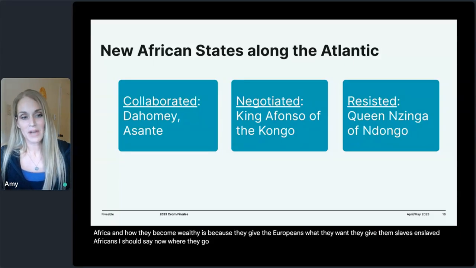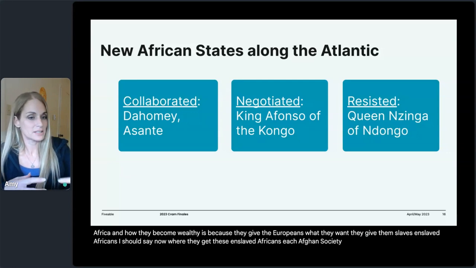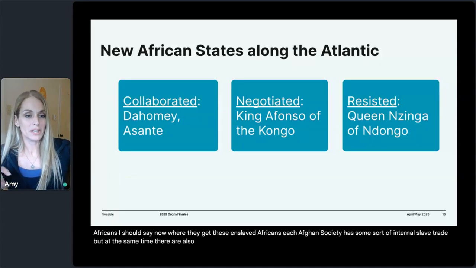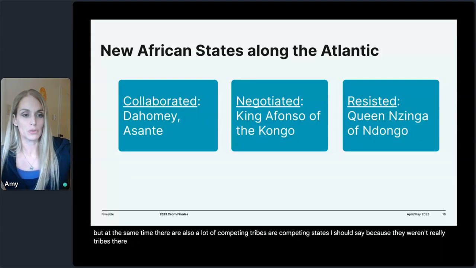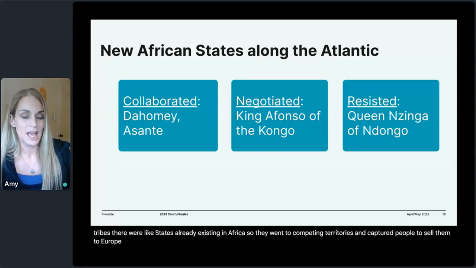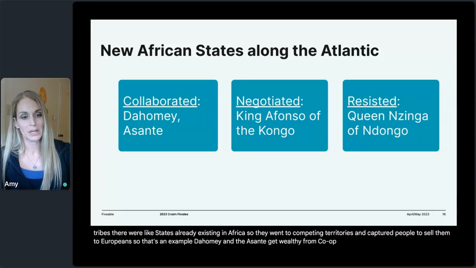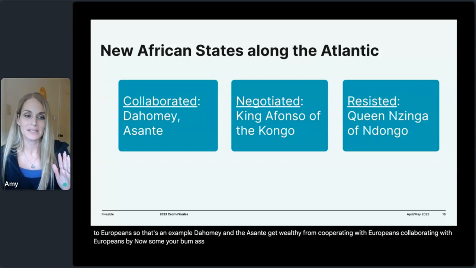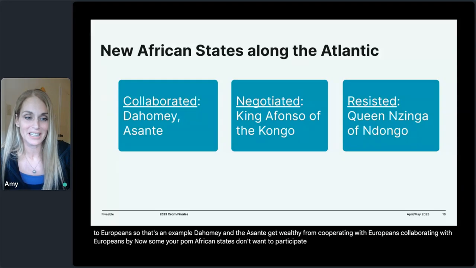Now, where they get these enslaved Africans, each African society has some sort of internal slave trade. But at the same time, there are also a lot of competing states, I should say, because there weren't really tribes. There were states already existing in Africa. So they went to competing territories and captured people to sell them to Europeans. So that's an example. Dahomey and the Asante get wealthy from cooperating with Europeans, collaborating with Europeans by participating in the slave trade. Now, some African states don't want to participate in the slave trade.